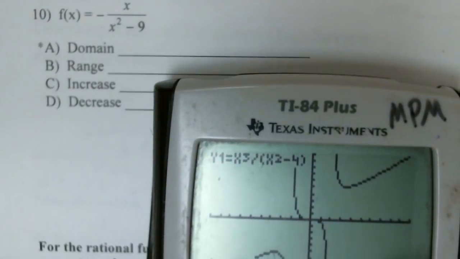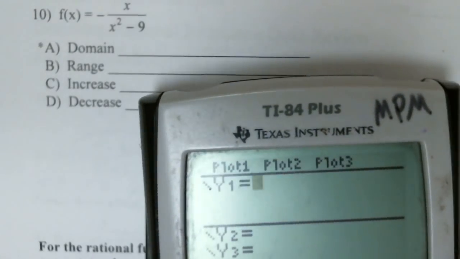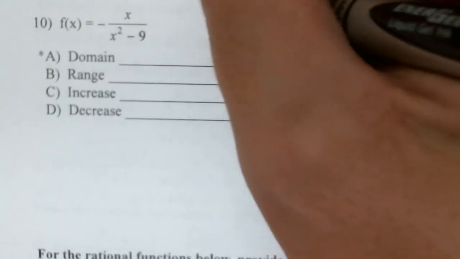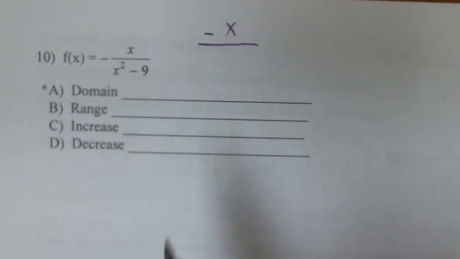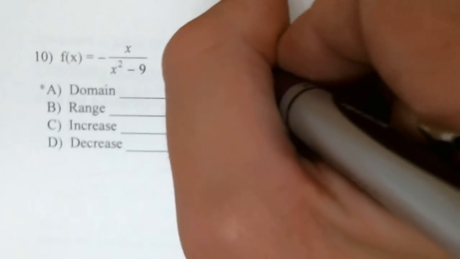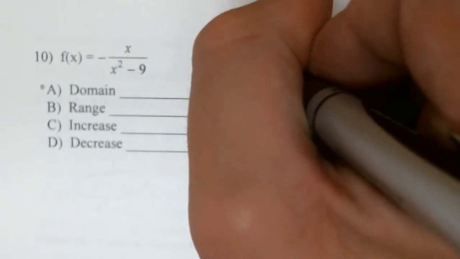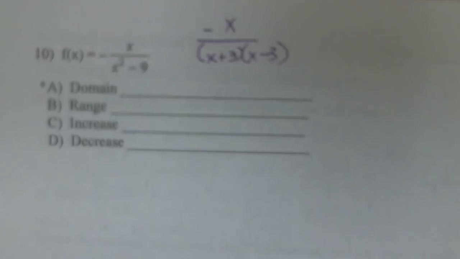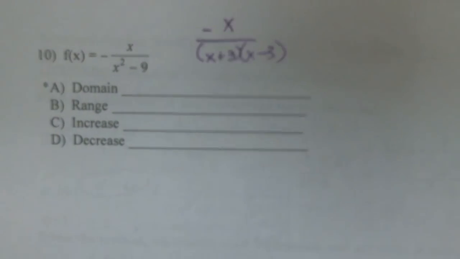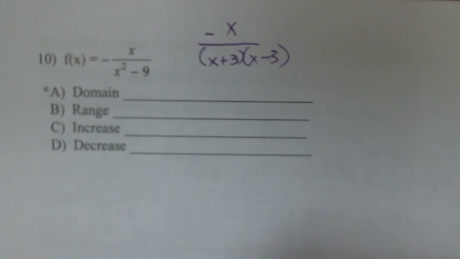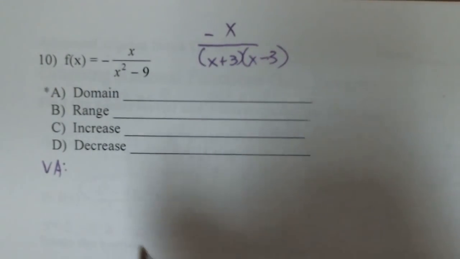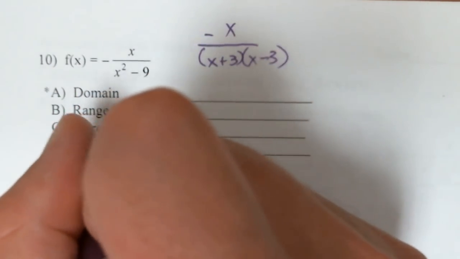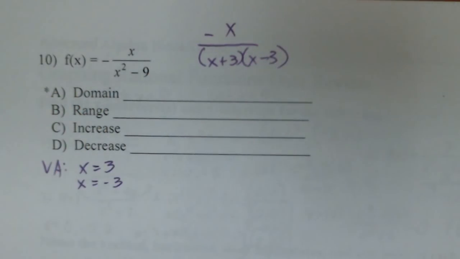All right, so let's go ahead and take a look at this next problem here. So let's factor it. So I have a negative x. Again, this negative out front, it could be on the top or the bottom or out front, doesn't matter. It's all the same thing. Over x plus 3 times x minus 3, another difference of squares. Nothing cancels, so I have no hole. So let's look at our vertical asymptotes. That's where my denominator is 0, so that's going to be x equals 3 and x equals negative 3.